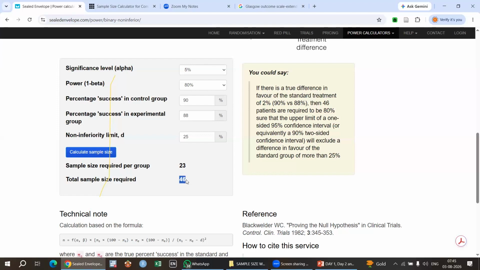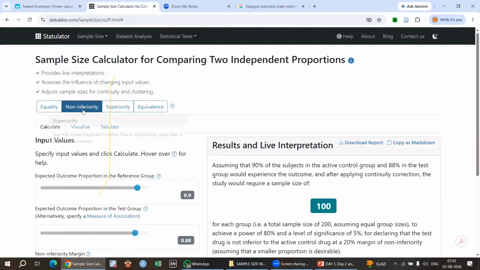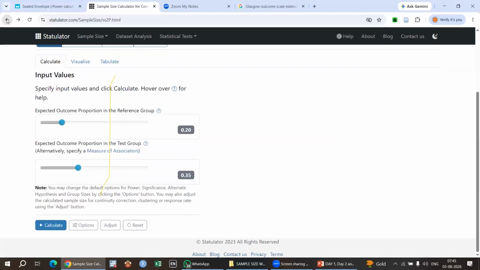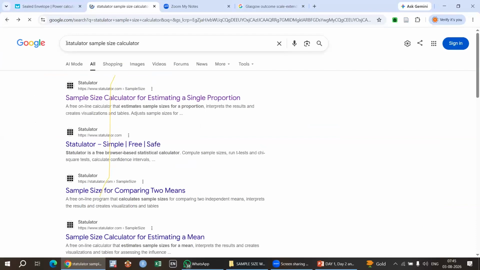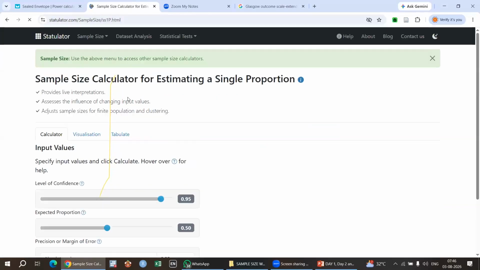Yeah, for Statulator, please give one example. Yeah, no, there is no problem. This is Statulator. This is non-inferiority, superiority. Okay. So I am giving non-inferiority. So what I have to do? I have to click this Statulator. Here I have to write down Statulator sample size calculator. It will open. Then click just this first. You can click first. It will open.